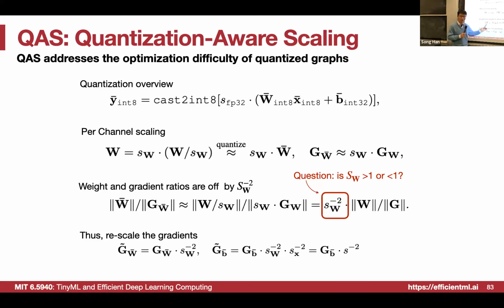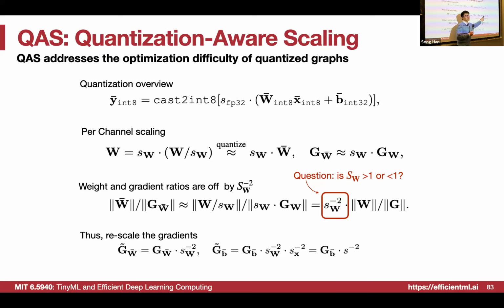Okay? We want this number to be reasonable. So this is after quantization, weight over gradient. This is before quantization, so we plug in the quantized weight. Quantized weight equals the original weight divided by SW. This is a gradient to the quantized weight.